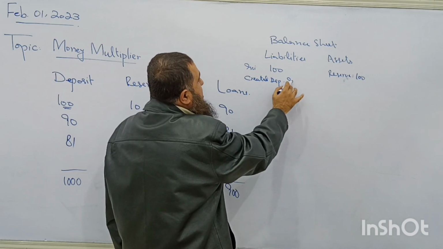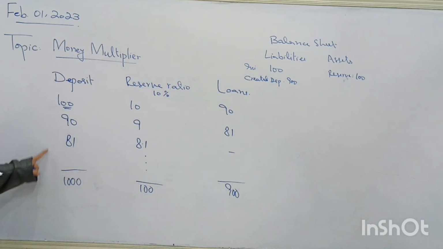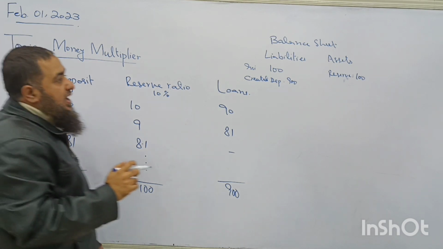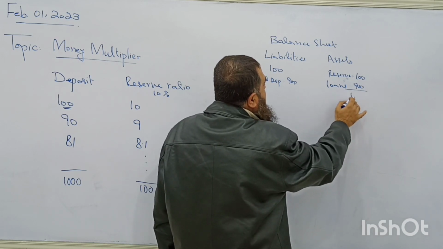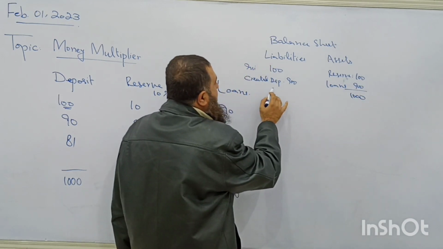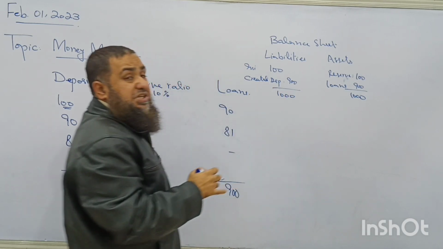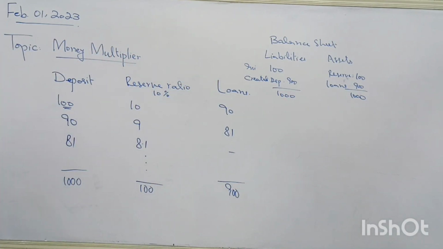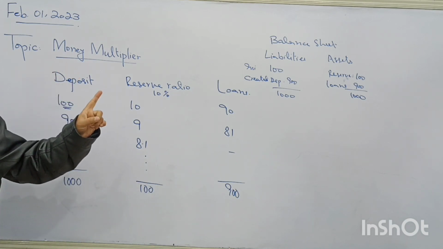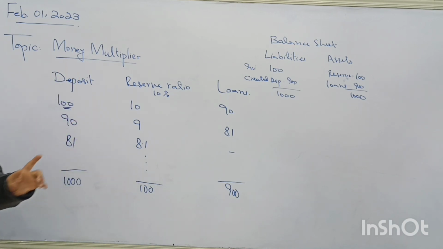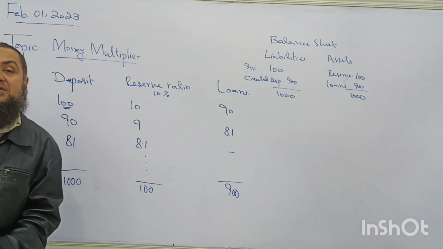Now, what are the created deposits? Created deposits are worth 900. Like these deposits are created by 900. And how many loans are extended by the bank? 900. You see over here, this smaller balance sheet of the bank is balanced now. Its assets are equal to the liabilities. So out of 100 rupees deposit, how many times has the money supply changed? 10 times. So this is how credit is created.